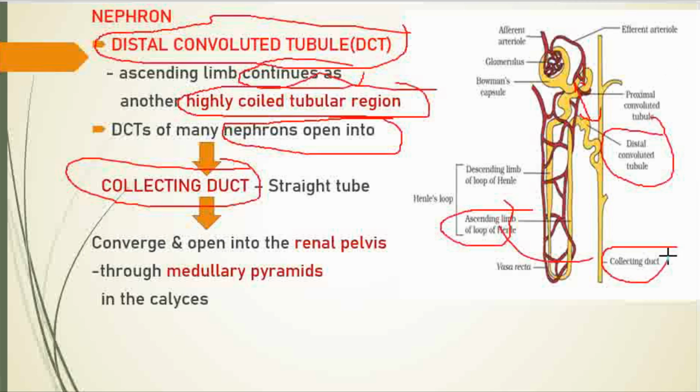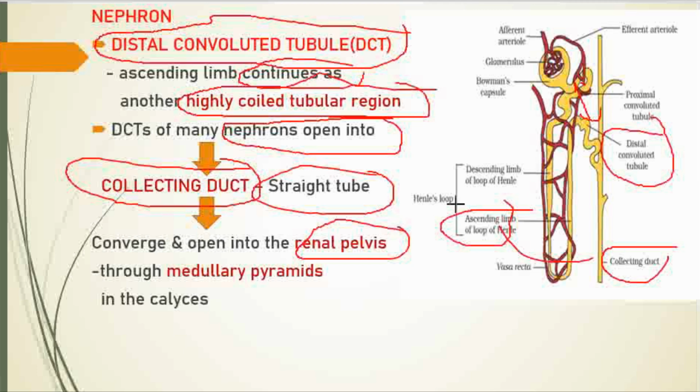So எல்லாமே ஒரே common collecting duct ல they open into அப்படினு சொல்றாங்க. It is a straight tube. So the collecting duct is a straight tube, and they converge and open into the renal pelvis. So this is known as the collecting duct. So many of the collecting ducts, எல்லாமே they converge. So they tend to meet at a point and open into the renal pelvis.